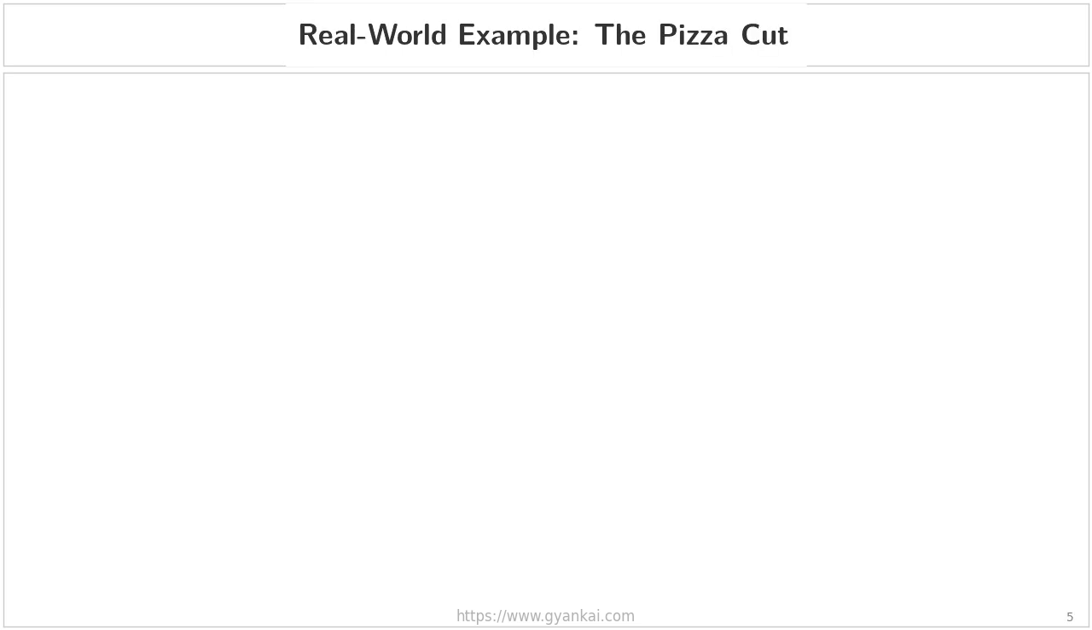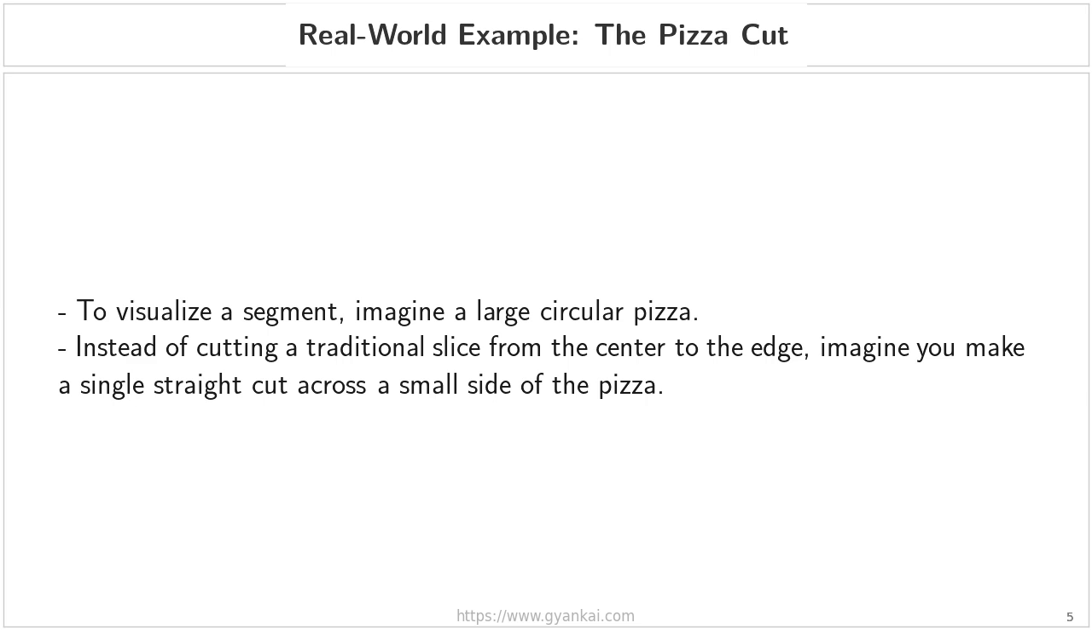Real-world example, the pizza cut. Now, I know that geometric definitions can sometimes feel a bit abstract, so let's move away from the textbook for a moment and use a real-world example to help you visualize what we've just discussed. Imagine you have a large, delicious, circular pizza sitting right in front of you. Now, think back to our previous lesson on sectors.